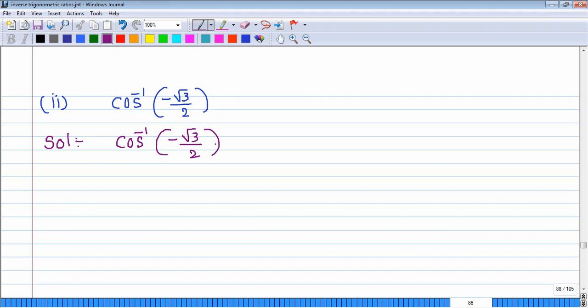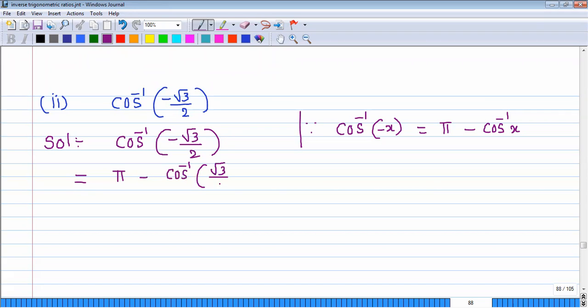So the formula we have: cos inverse of minus x is not equal to minus cos inverse x. This is pi minus cos inverse x. So this can be written pi minus cos inverse root 3 by 2. So whose value of cos is root 3 by 2? Cos inverse root 3 by 2 is cos 30 degrees.